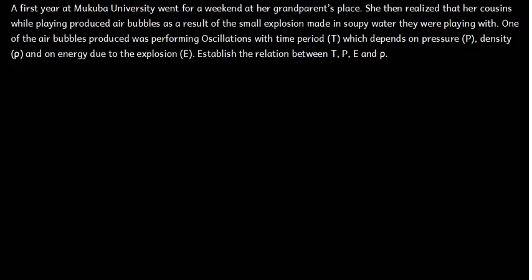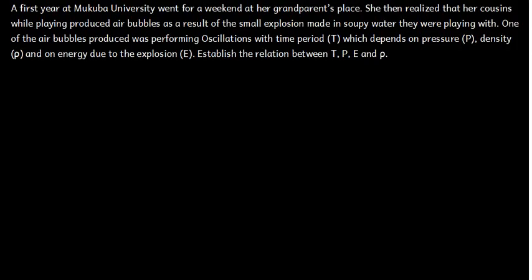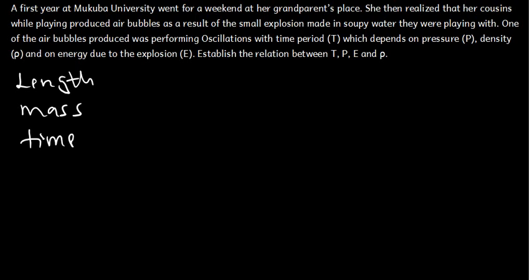The first thing which you have to understand is that whenever we are talking about dimension analysis, we are talking about only three quantities. We are talking about the length, the mass, and the time. Now, we do know that the SI unit for length is in meters. The SI unit for mass is in kgs. The SI unit for time is in seconds.